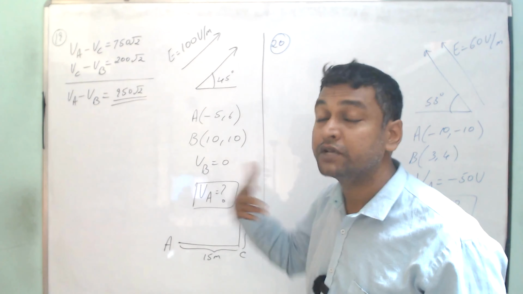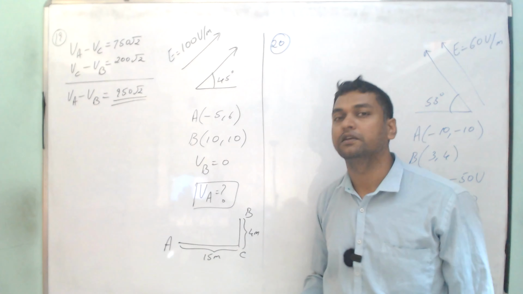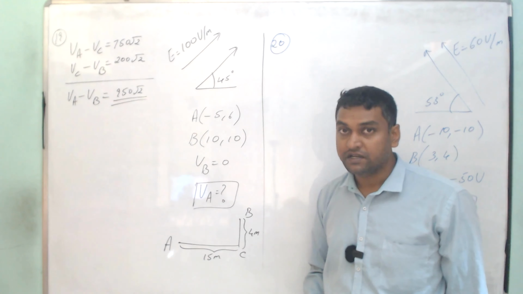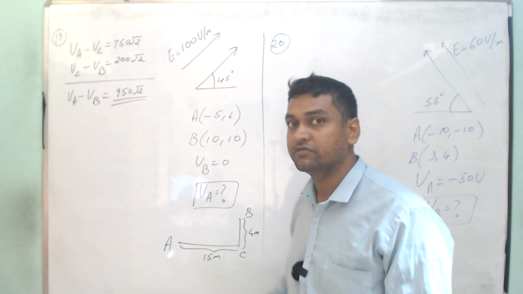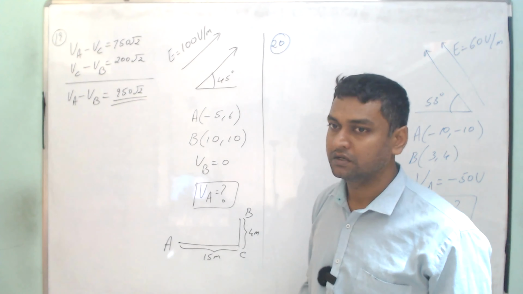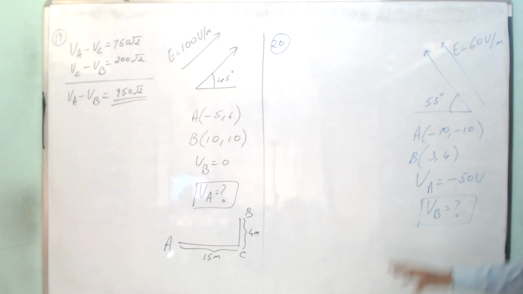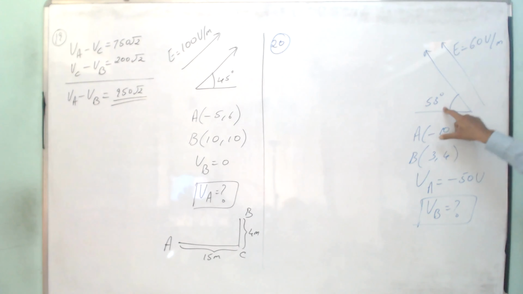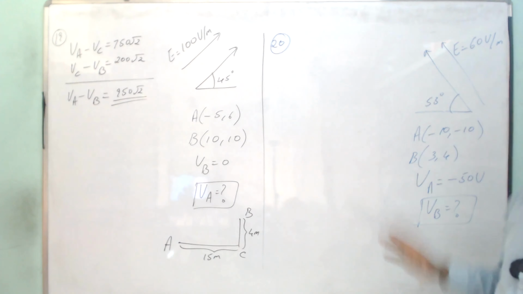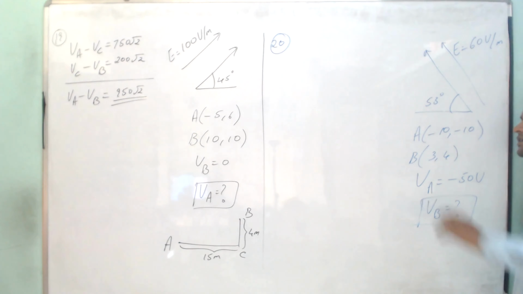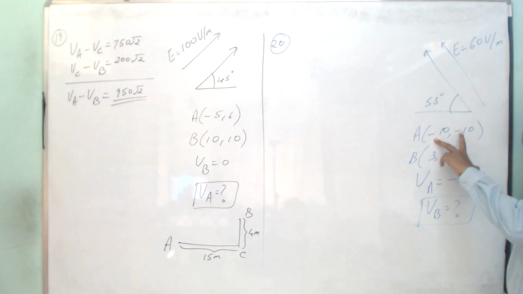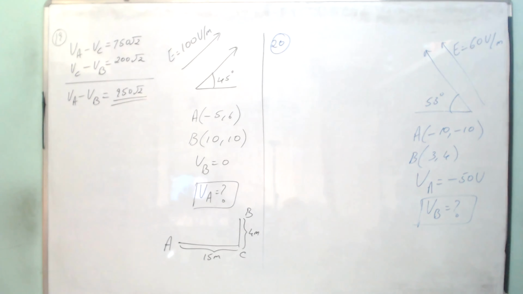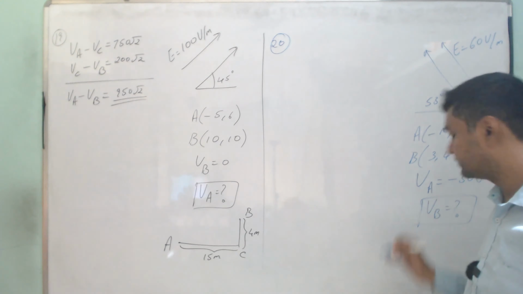Of course, the best thing about this is that potential is a scalar. But the risky part is that I have to know which is a higher potential and which is a lower potential. That is important, right? Electric field here is 60 volts per meter, making an angle 53 degrees with the negative x-axis. Be careful. The coordinates A and B are given as minus 10, 10 and 3, 4. Potential at A is given as minus 50 volts. Find the potential at B.